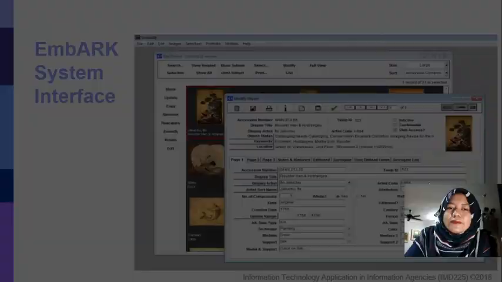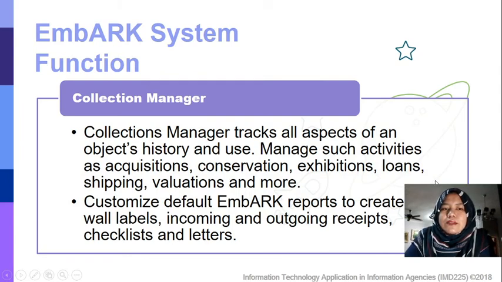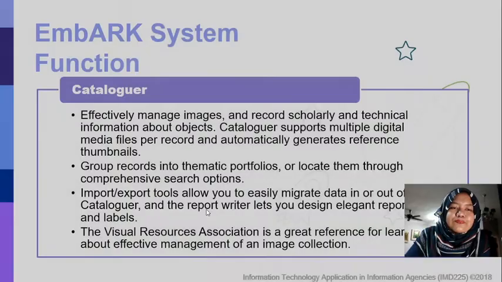Okay. So Embark system functions for the collection managers: they track all aspects of an object's history and use. Okay, they manage such activities as acquisitions, conservation, exhibition, loan, shipping, valuation, and more. Right, so customize default Embark reports to create wall labels, incoming and outgoing receipt, checklists, and letters.